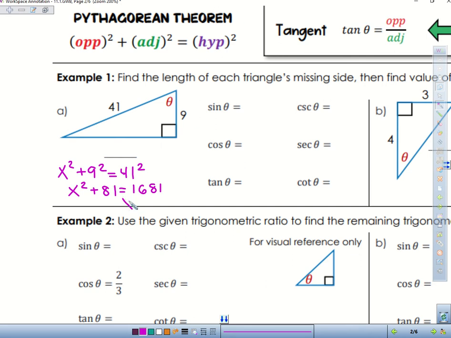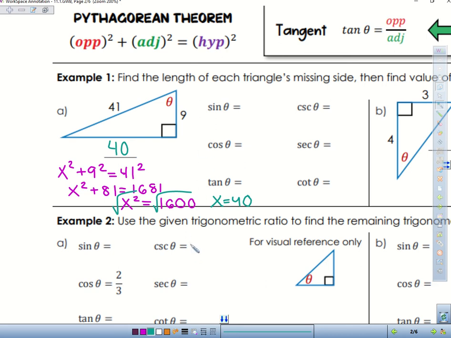So I subtract 81 on both sides. I get x squared equals 1600. And then I take the square root of both sides. X equals 40. So I just used Pythagorean theorem to find 40.